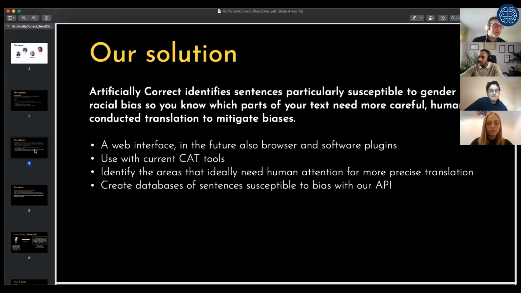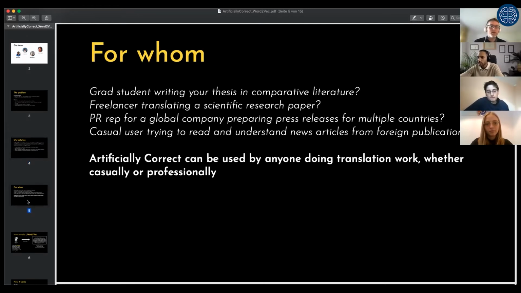So we came up with this solution in mind, and we wanted to address people who are maybe grad students or writing a thesis, researchers, people in a professional field, and freelancers.